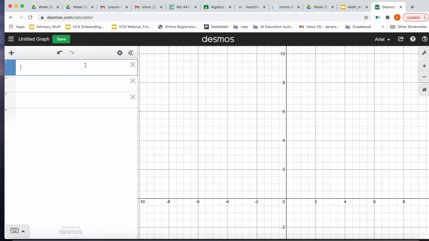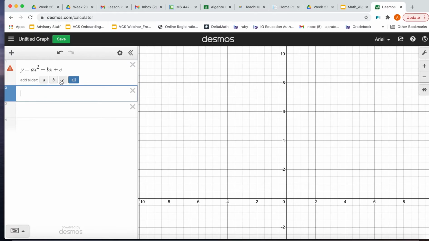First, I'm just going to show you the standard form of a quadratic function. y equals ax squared plus bx plus c. This is the standard form of a quadratic function. So the first question is saying, when we change the constant term, what happens? Well, I'm going to show you.